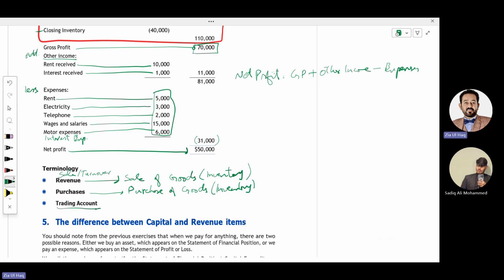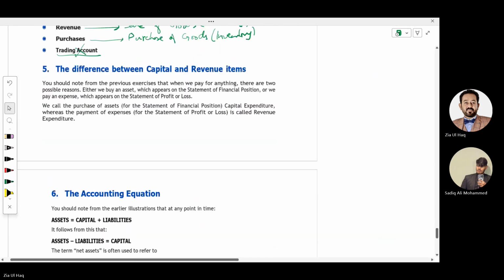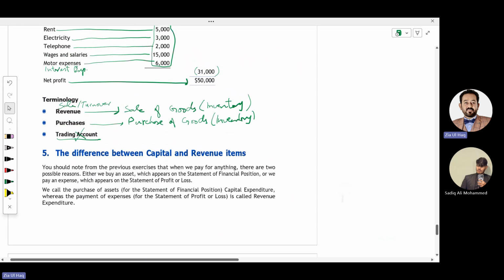Trading account, leave it, forget about it. Just one small topic more, and then we will go for a break.